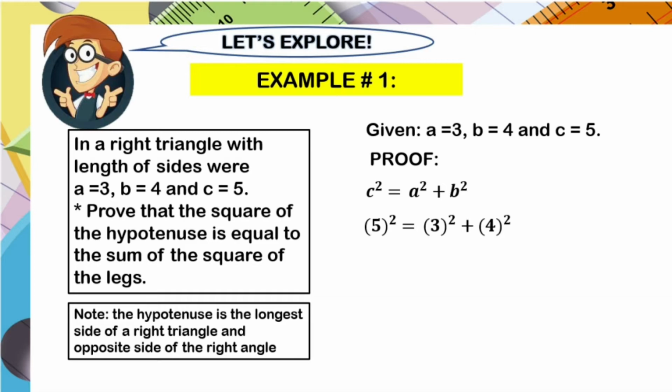Substituting the lengths, we have 5 squared is equal to 3 squared plus 4 squared. Getting the square of the lengths of the sides of the triangle, we have 25 is equal to 9 plus 16. Simplifying, we have 25 is equal to 25. Since the left side and the right side of the equation are equal to each other, therefore, it is true. The square of the hypotenuse is equal to the sum of the squares of the legs of the right triangle.